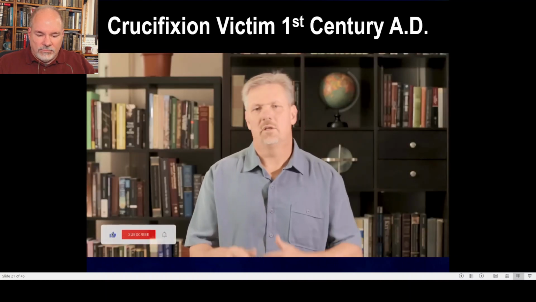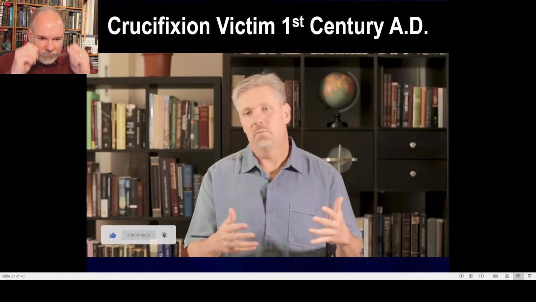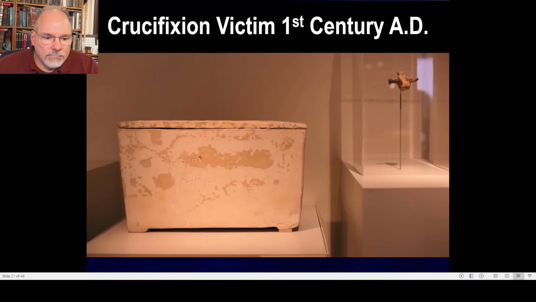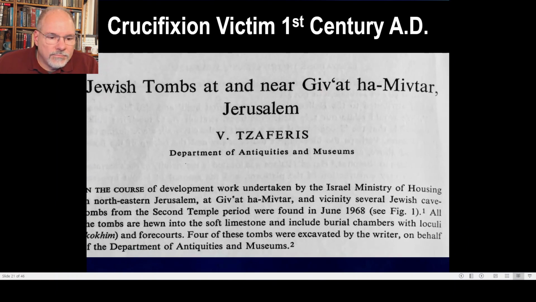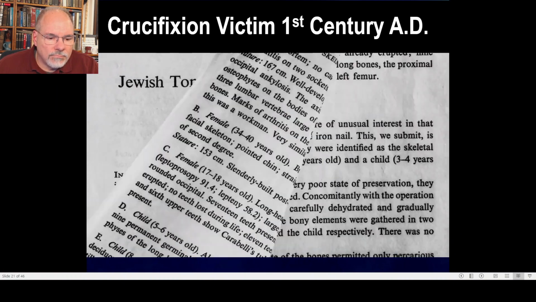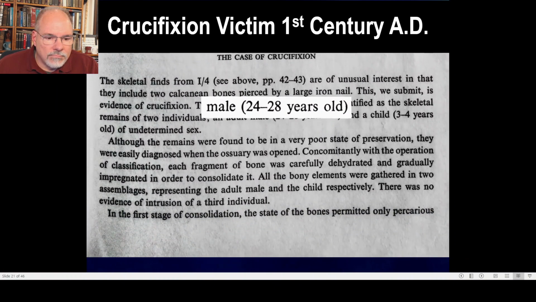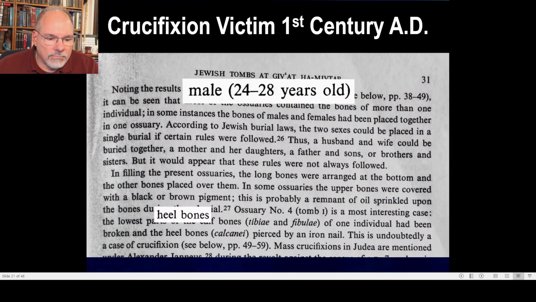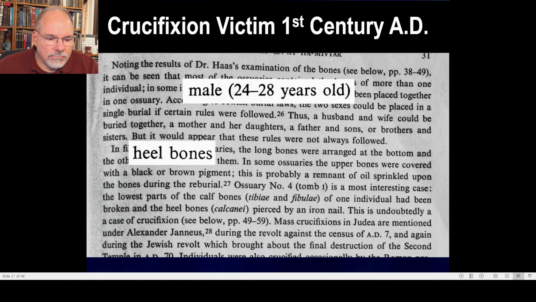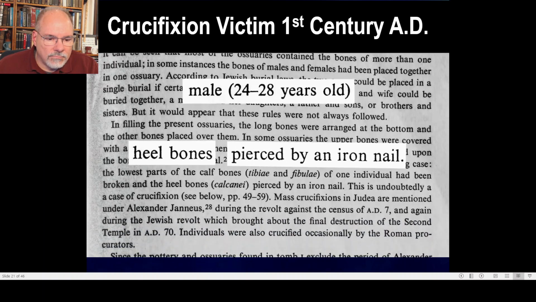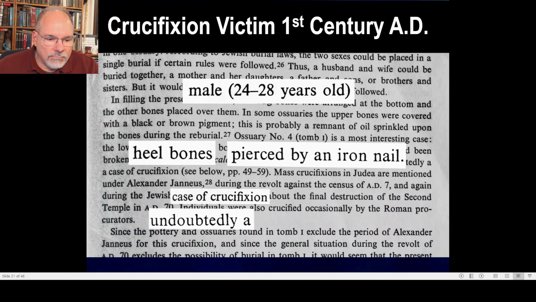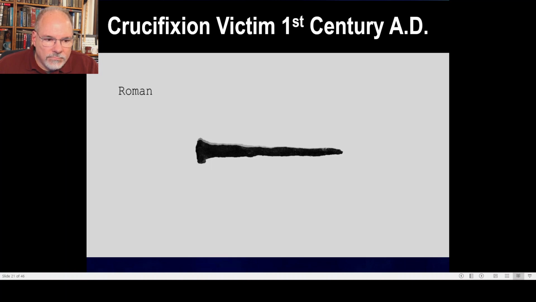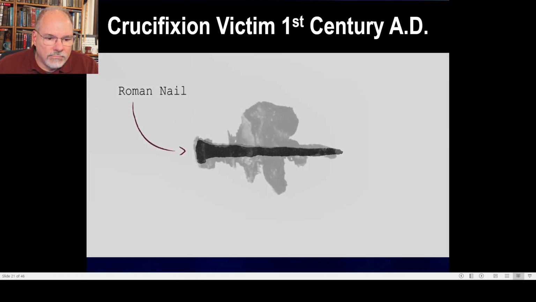In 1968, in the northeast area of Jerusalem, a tomb was discovered and excavated. And inside this tomb was found one of these limestone bone boxes called an ossuary. And inside of the ossuary were found the remains, according to the excavation report, of an individual male between 24 and 28 years old. Now, according to the excavation report, both of the ankle bones of this individual had been pierced by an iron nail, and this undoubtedly was a case of crucifixion. In fact, one of the heel bones of this individual had a nail still embedded through it.